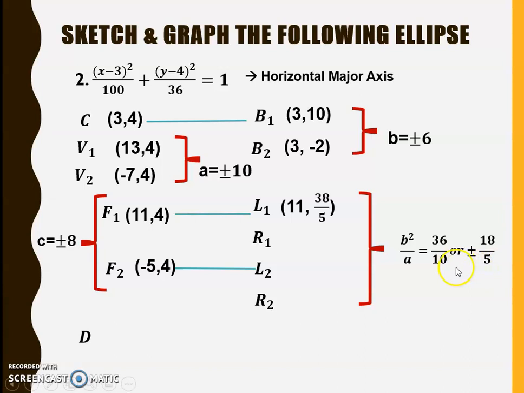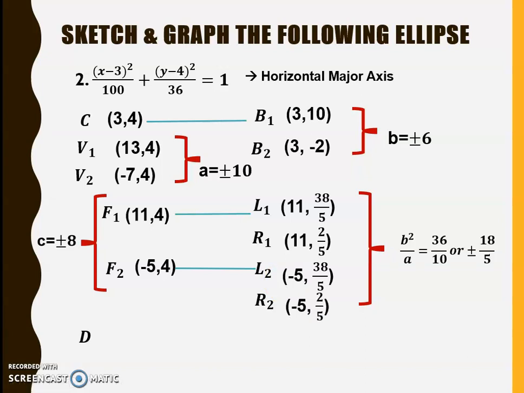Then how about the remaining part of the latus rectum? The difference: 4 minus 18 over 5 will be 2 over 5. Then how about the second part of the latus rectum on the other side? Same concept. You're going to add and subtract on the y's. You also have 38 over 5, then you also have 2 over 5.